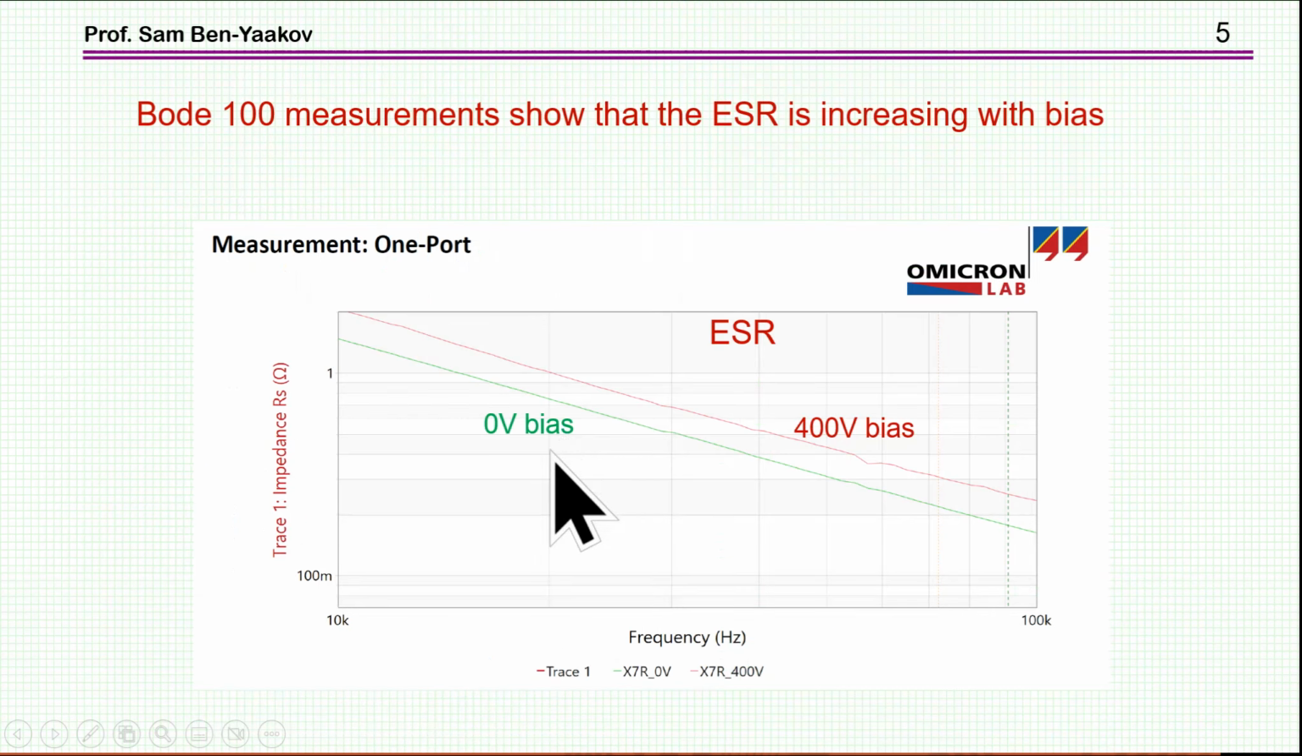There is another issue, which is how this loss is dependent on the bias voltage. This is also something which is not very clear. In fact, there are some conflicting data on this part. I'm not going to go into it.